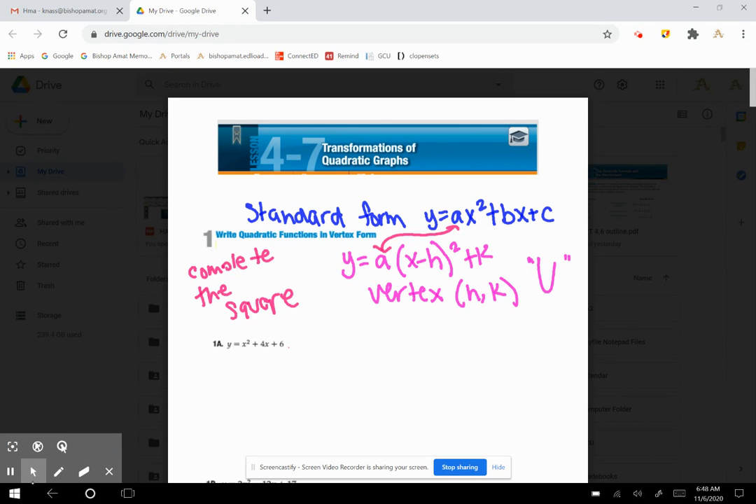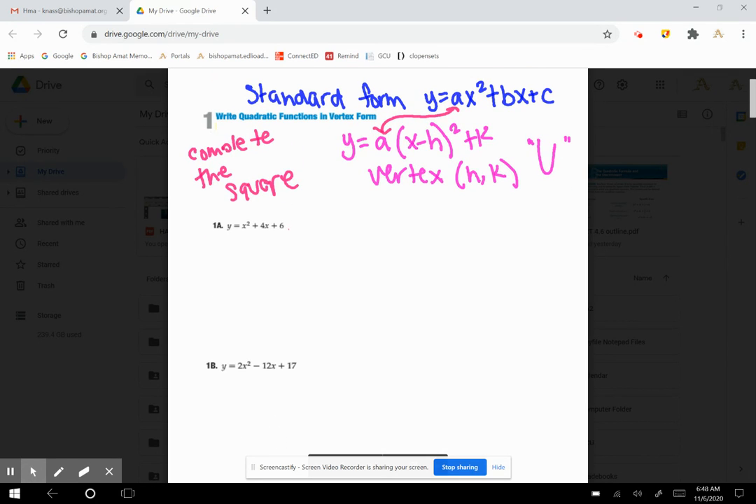So let's try the first problem. So we can see here that this equation 1a is in standard form, okay? So what we need to do is put it into vertex form. So you need to find the vertex. Now, you could complete the square, but now that I'm thinking about it, the other way to find the vertex is to first find the axis of symmetry, all the way back from section 1, and then plug that in and find the vertex. So I think that's easier.